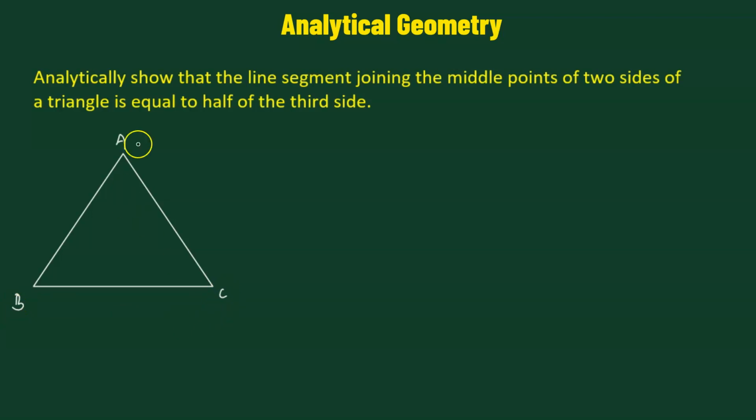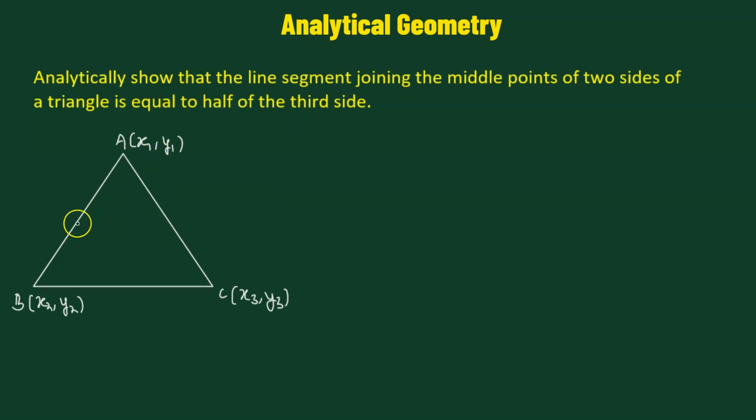ABC, and we are also going to specify its coordinates. Let the coordinates of A be x1, y1, coordinates of B be x2, y2, and coordinates of C be x3, y3. Now, it's given that we need to show that the line segment joining the midpoints of two sides of a triangle is equal to half of the third side.